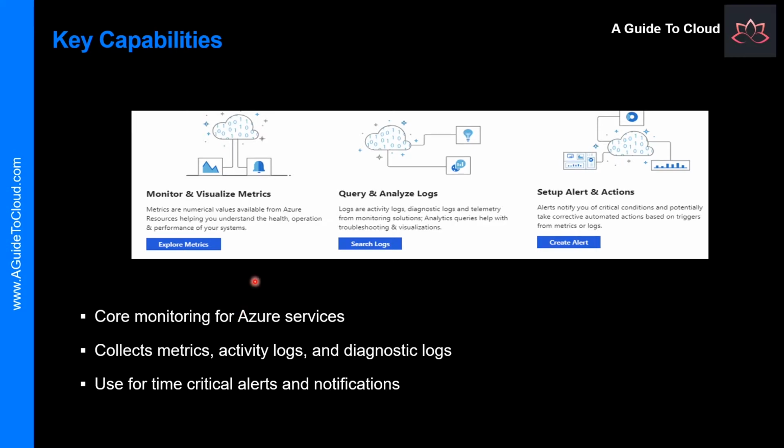So let's look at the key capabilities of the Azure Monitor. The first ability is to monitor and visualize metrics. So these metrics are numerical values available from Azure resources, helping you understand the health, operation, and performance of your system. The second capability is query and analyze logs. These logs are activity logs, diagnostic logs, and telemetry from monitoring solution. Analytics queries help with troubleshooting and visualizations. You can set up alerts and actions. These alerts notify you of any critical condition and potentially take automated corrective actions based on triggers from metrics or logs.